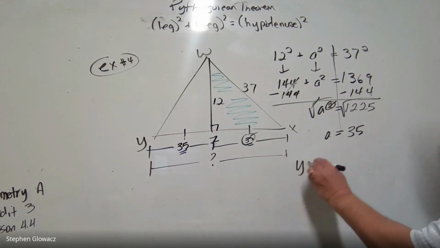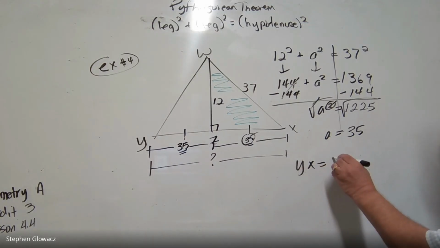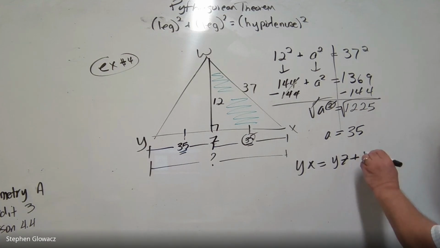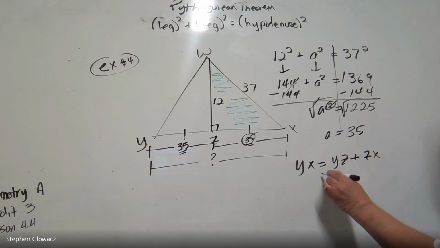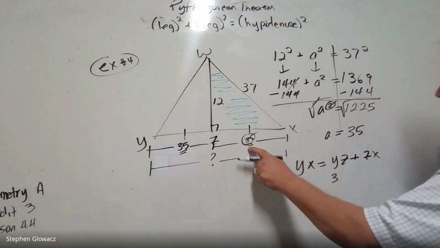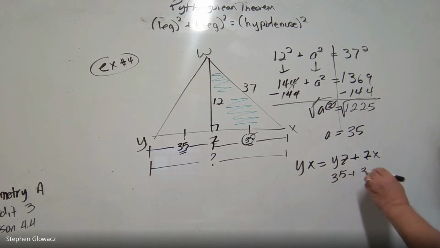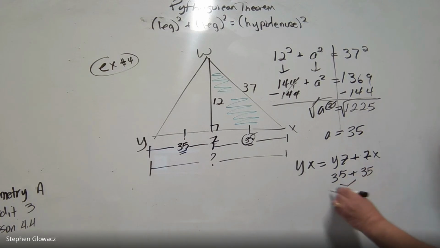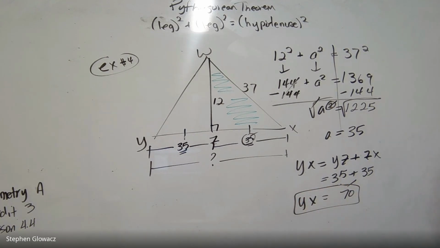So YX equals, well, let's go ahead and write it out, YZ plus ZX. And of course, both of those, YZ and ZX, are both 35. And then 35 plus 35 is 70. And so our answer, YX, what we're being asked to find, is 70.